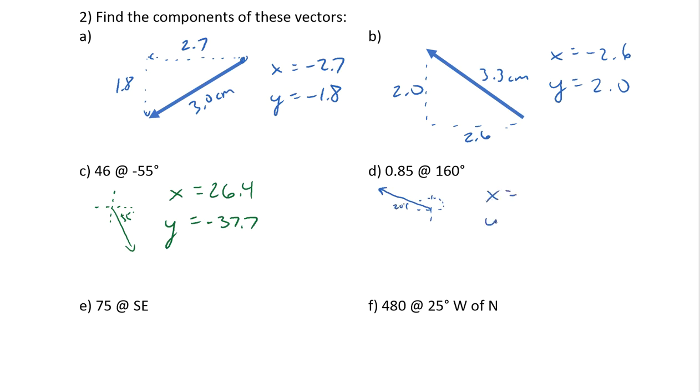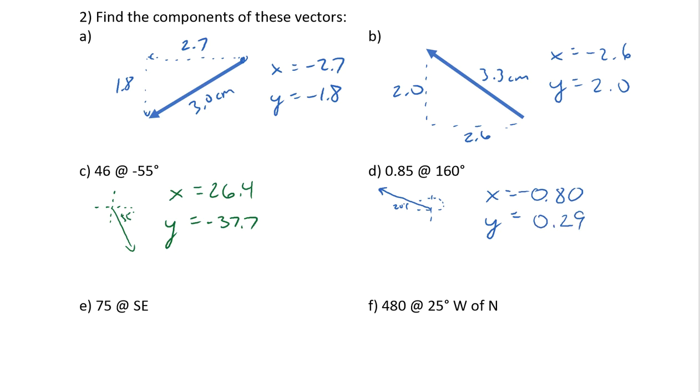So I'm going to do 0.85 cos 20 degrees. And you can use the 160 if you want to. It doesn't matter too much. And I'll get an x component of, well, round off, 0.80. And it is going to the left, so it will be negative. And my y component, so I'll do the 0.85 sine of 20 degrees. And I will get a y component of 0.29, and it is going up, so I can just leave it the way it is.